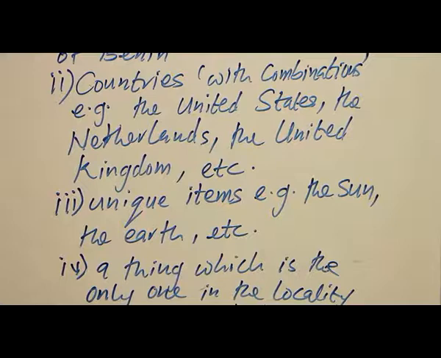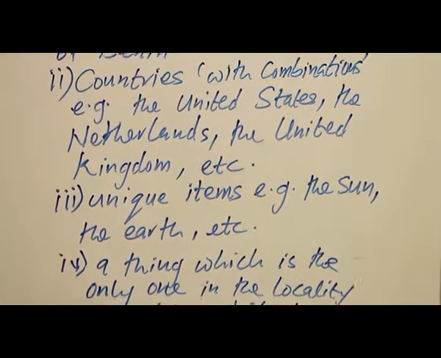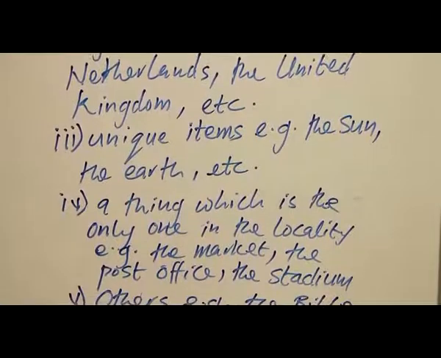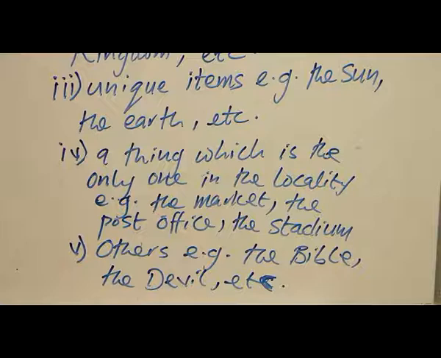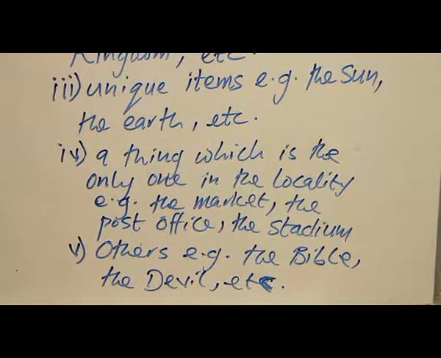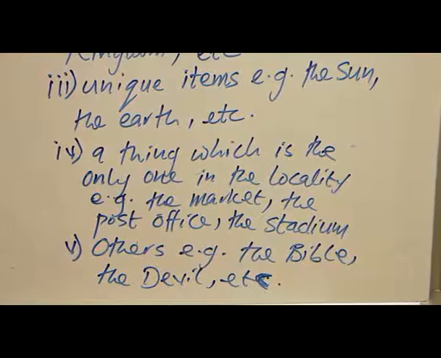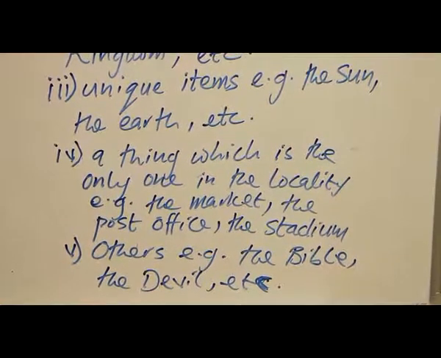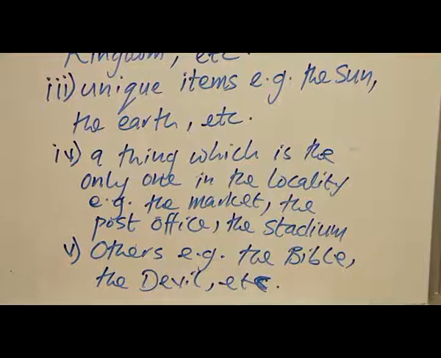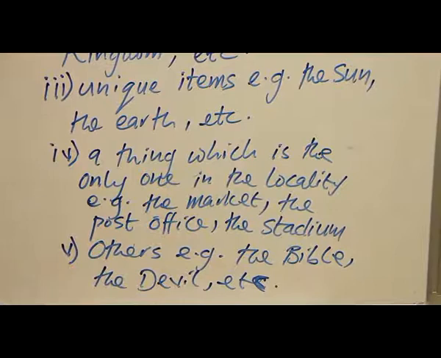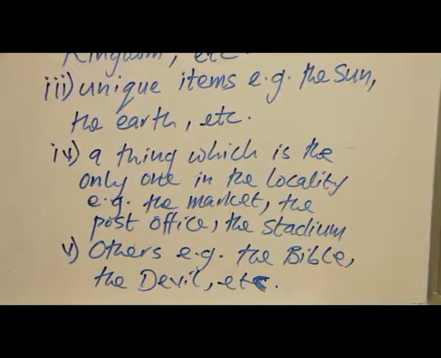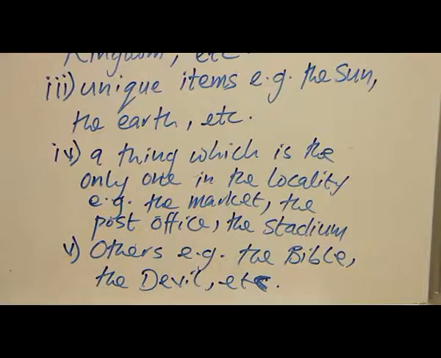There are also other words we use the definite article before, including the Bible and the devil. So we don't just say Bible. Where's my Bible? You say, where is the Bible? You can't just say, where is Bible? Where is the Bible? Devil. You don't just say devil is a wicked spirit. You say the devil is a wicked spirit. So that is the point. Take note of this, among other things you need to note about the articles.